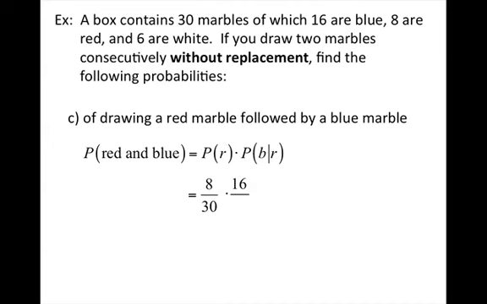But keep in mind, for the second draw, I don't have 30 marbles in the box, I only have 29. So the probability of drawing a blue for the second draw is 16 out of 29. If I multiply these, the probability of drawing a red and then a blue marble is 64 out of 435.